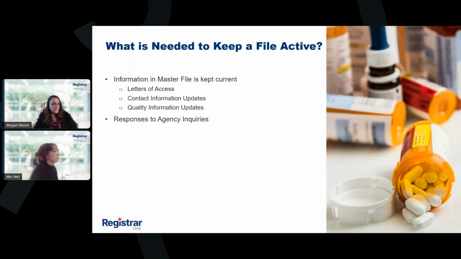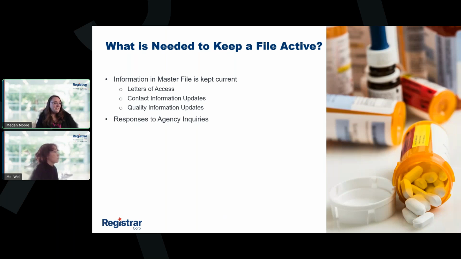Once you have a master file, what do you need to do to keep it active? When new customers want to reference your master file, a letter of access should be submitted for each new authorized party. If the contact person changes, the agent changes, or the holder name changes, for example, an administrative update should be submitted to update the administrative information in the master file. If the quality information in the master file changes, such as updates to the manufacturing process or an addition of a new product, a quality update should be submitted to update the quality information.